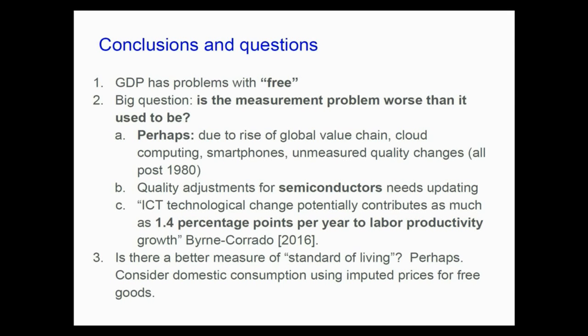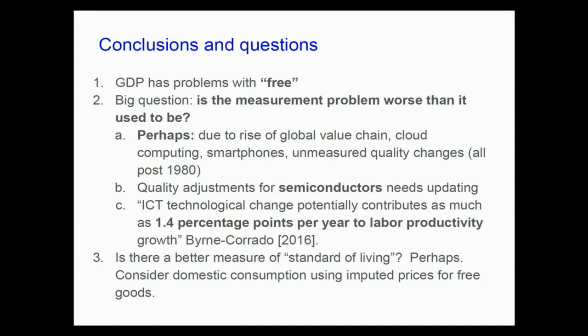According to Byrne and Corrado here, ICT technological change potentially contributes as much as 1.4 percentage points per year to labor productivity. So that's a pretty large number, but I think it could easily be true. And I think also we need to think more broadly about the kinds of economic statistics that we are marketing to the public. We all know GDP is not a measure of welfare, but there's a desperate cry out there that we want a measure of welfare, and so we ought to devote, I think, more effort to doing it.